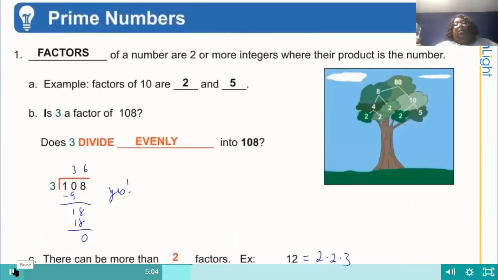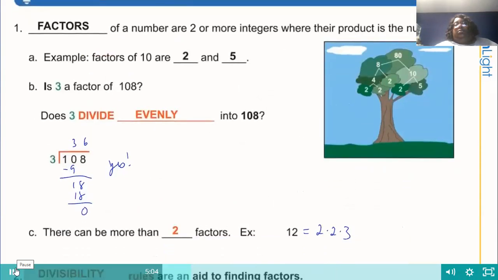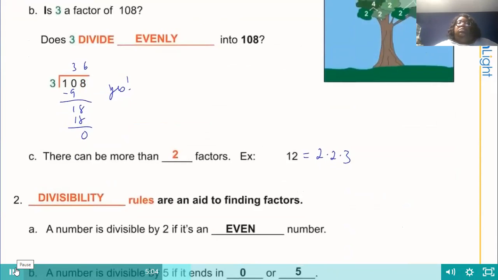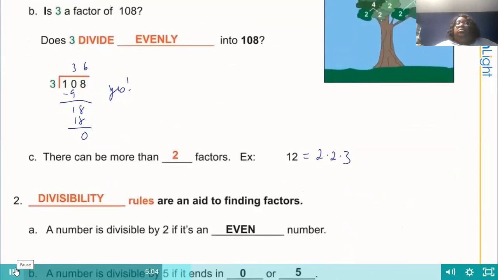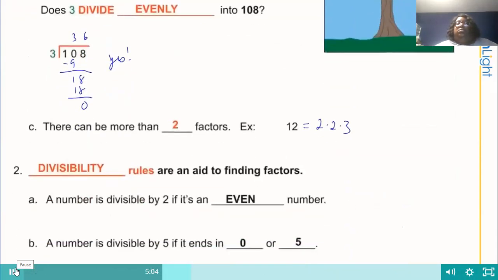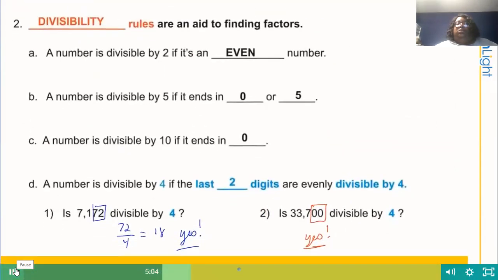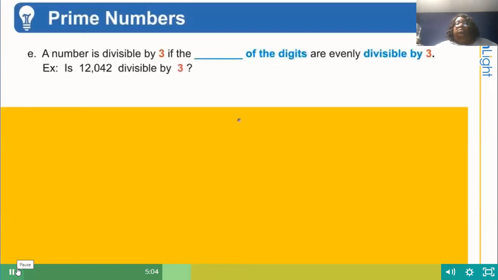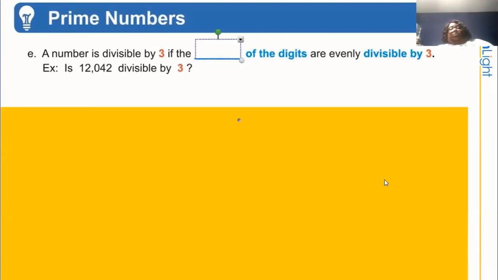All right, so what have we talked about so far? What are factors? Two or more integers where the product is the number. How can you tell if a number is a factor? Divide it into it. If it divides it evenly, it is a factor. And then we have our divisibility rules for 2, for 5, for 10, and for 4. All right, let's get to 3. A number is divisible by 3 if the what of the digits? And I hope you're thinking the word sum. Remember that divisibility rule? If the sum of the digits is evenly divisible.